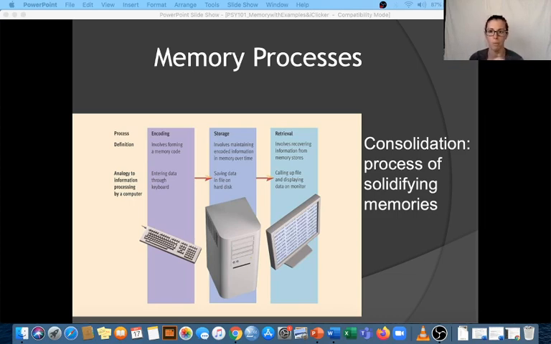So for the memory processes, we talked about these. There's encoding, storage, and retrieval, but there's also consolidation, which is the process of solidifying memories. Okay, so that process happens mainly when you're asleep. You consolidate your memories, which is essentially getting rid of extraneous information that you don't need to know, and making the gist of the memory what you remember.